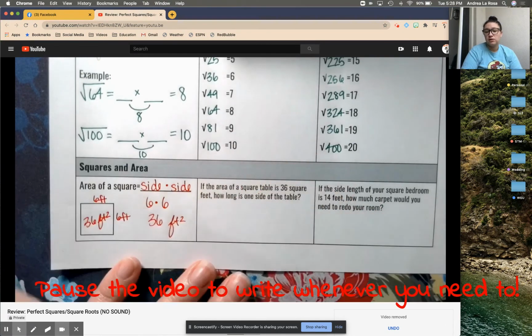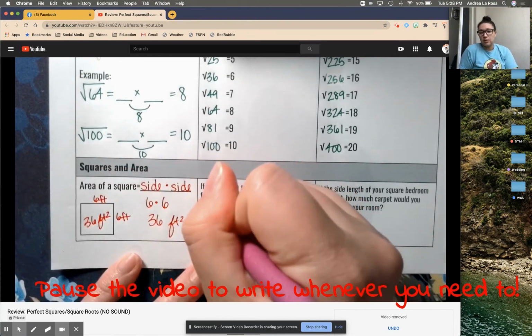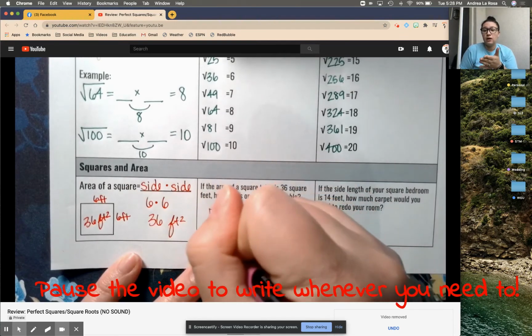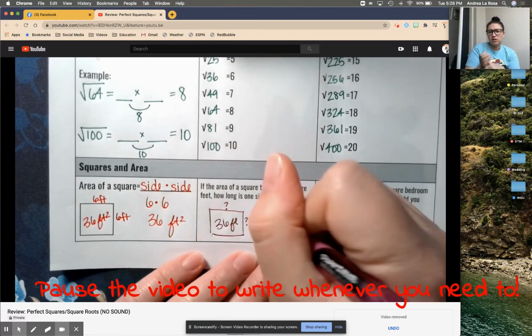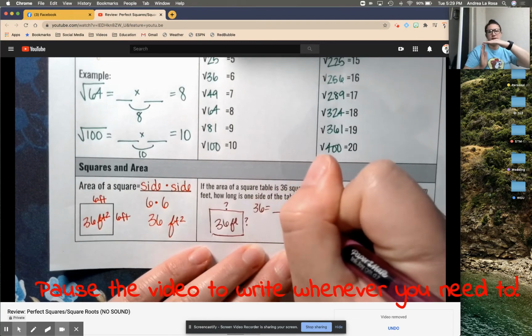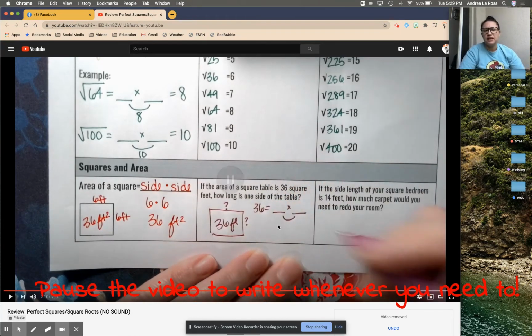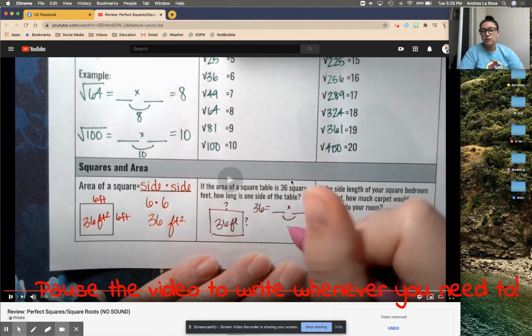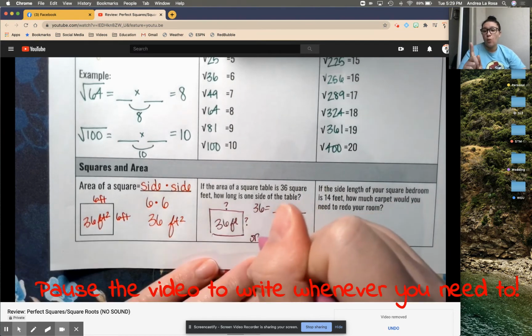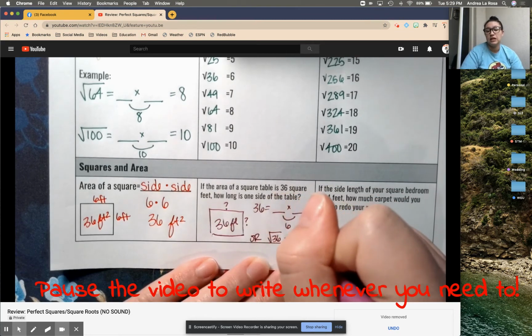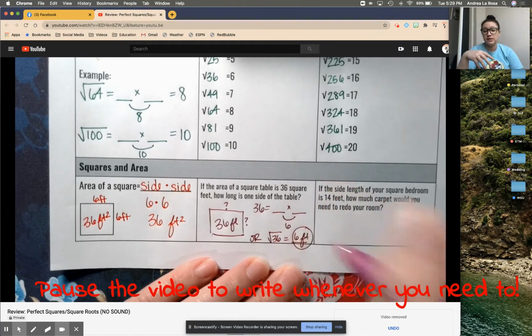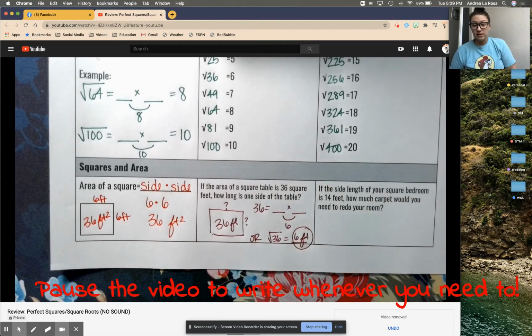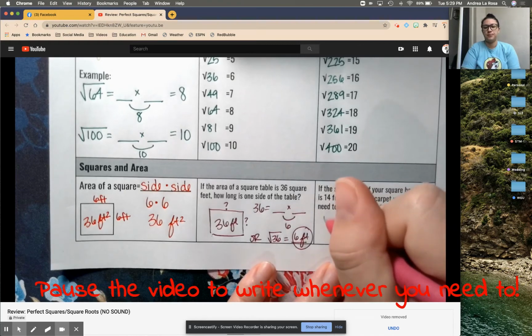If the area of a square table is 36 square feet, how long is one side of the table? When they give you the area, remember the area is on the inside of your shape. So you want to label that 36, and then we think, what would the sides be? That's got to be the same number both times. 36 is what number times itself? It's going to be 6. So one side of my table is going to be 6 feet long. You can also think of that as what is the square root of 36? And you can get 6 feet if you have it memorized. Either way works.